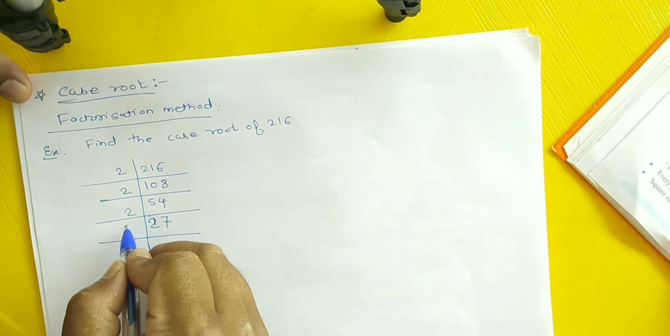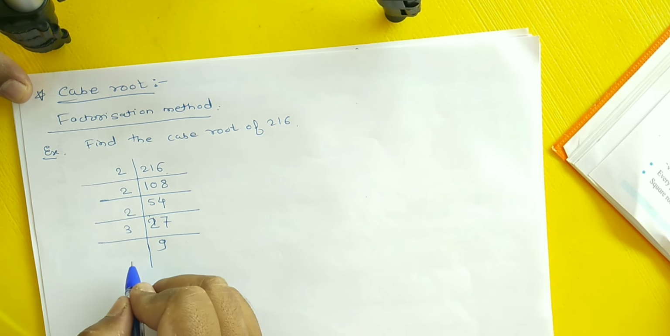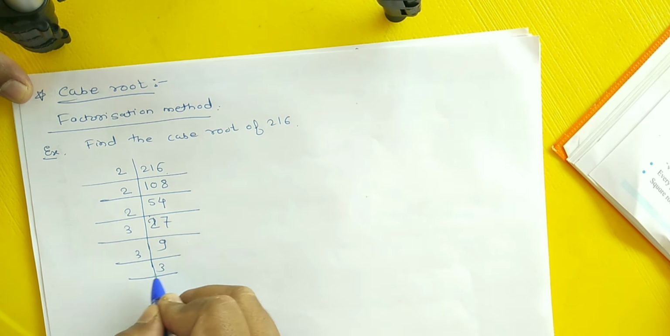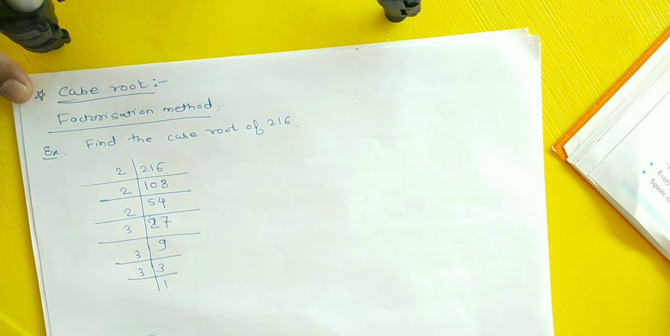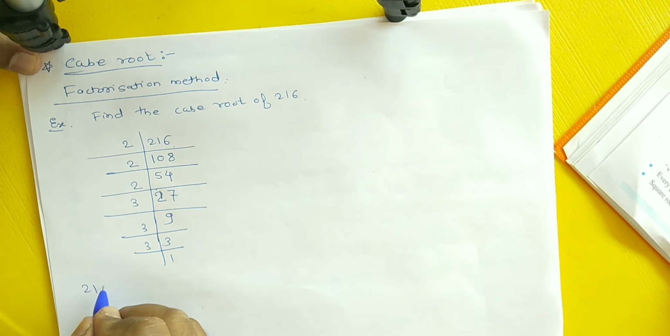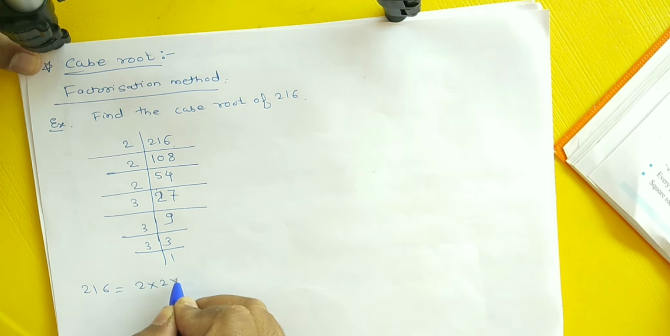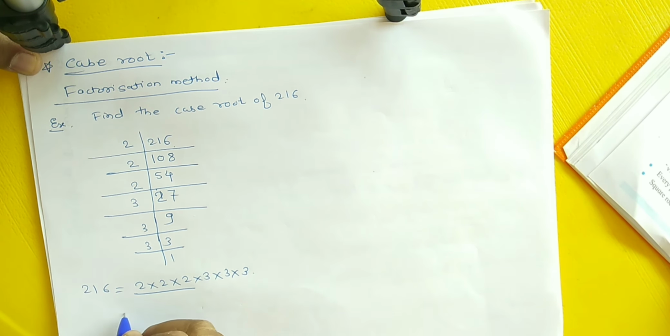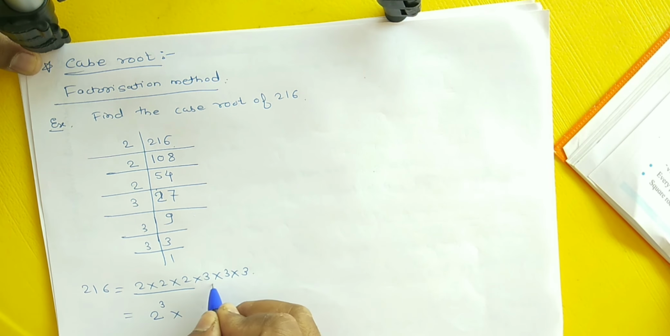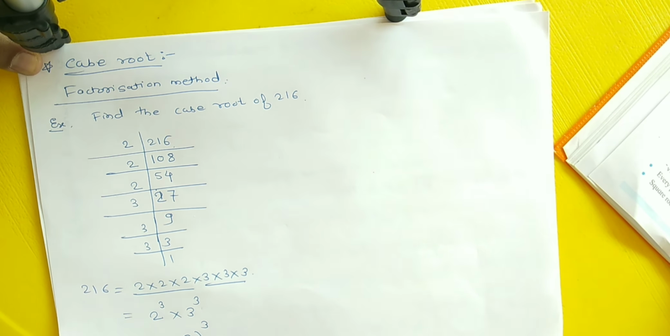Okay, now next one is what? 3, 3 9s are 27. Again 3 3s are 9 and 3 1s are 3. Okay, so can we write the factors of this as what? 216 as 2 into 2 into 2 into 3 into 3 into 3. So can we write it as 2 to the power 3? And here 3 is also cubed, so we can write (2 into 3) to the power 3.